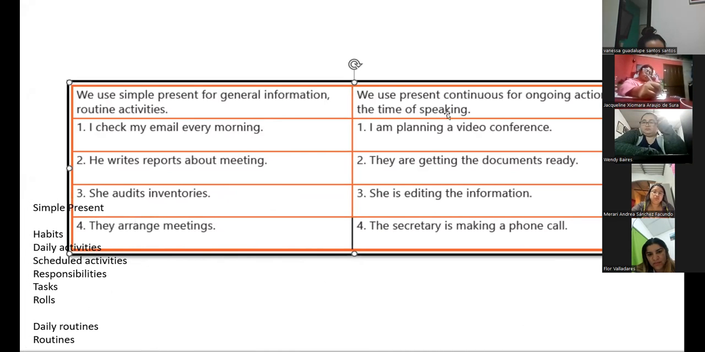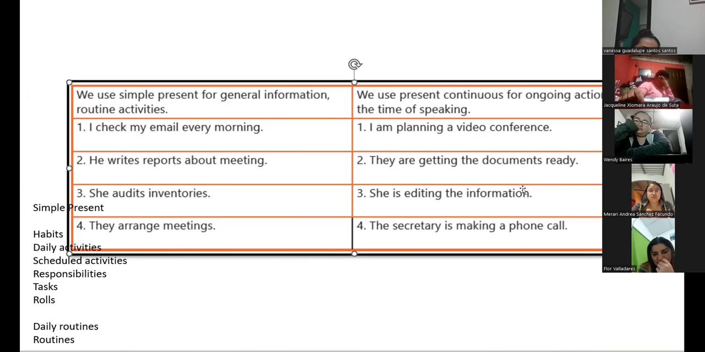Ahora, el presente continuo, ya dijimos dos usos, ya aprendimos que es para las cosas que están pasando cuando yo estoy hablando, o sea, ongoing actions at the time of speaking. For example, I'm planning a video conference. They are getting the documents ready. She's editing the information. The secretary is making a phone call. Si usted se fija, todas estas son las cosas que están pasando en el momento que se está hablando, ¿sí?